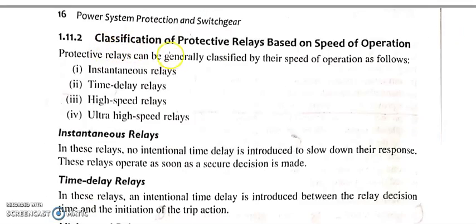Now let us see the classification of protective relays based on speed of operation. Based on speed of operation, they are classified into 4 parts: instantaneous, time delay, high speed, and ultra high speed relays. First we have instantaneous relays. As the name itself indicates, these relays have no intentional time delay. As soon as any decision is made, they will trip the system, very instantaneously.